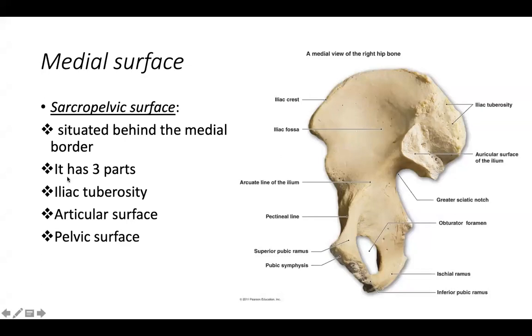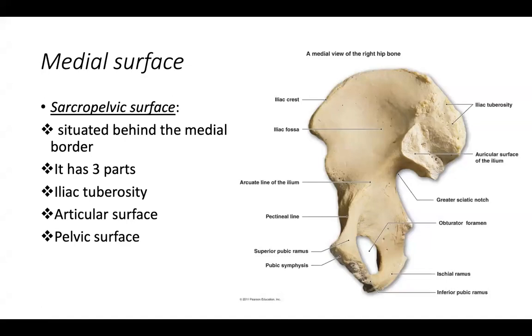And this sacropelvic surface has three parts. Number one is the iliac tuberosity. Number two is the articular surface. Number three is the pelvic surface. The iliac tuberosity is a rough surface, here, this one. It is a rough area.